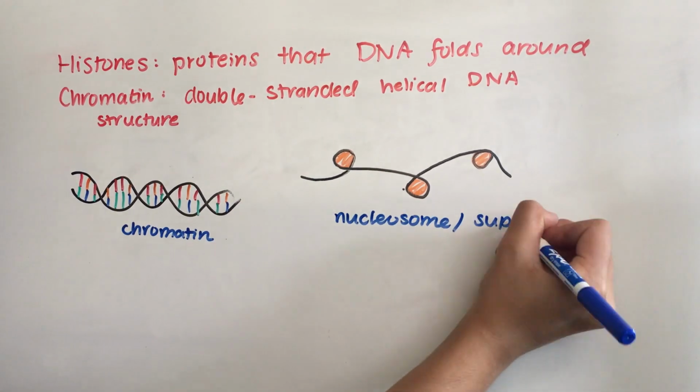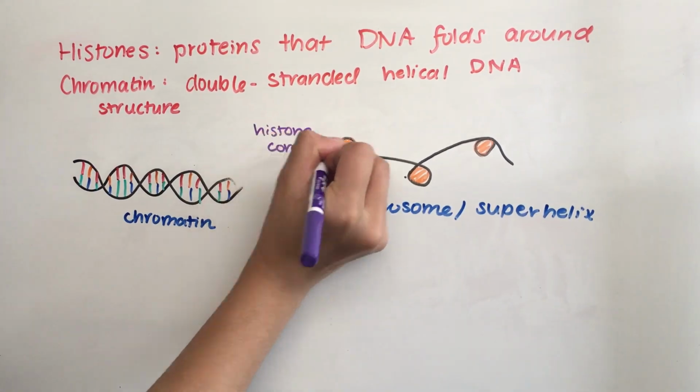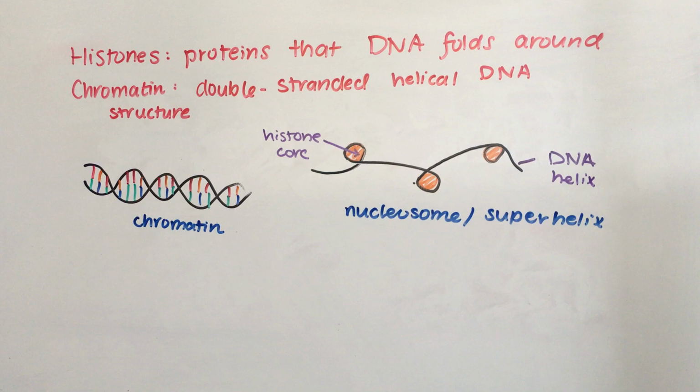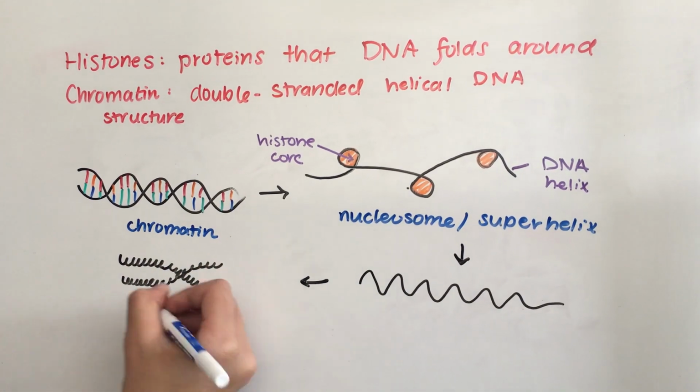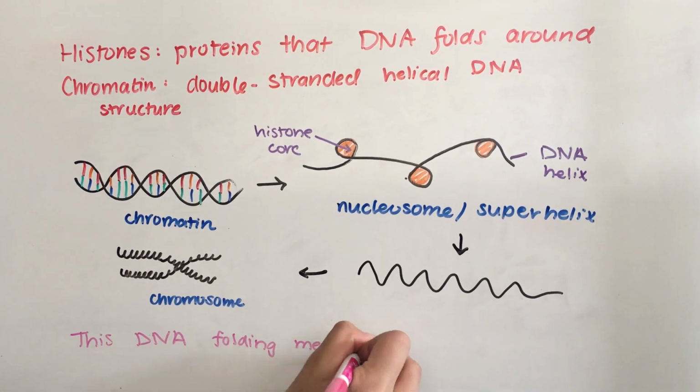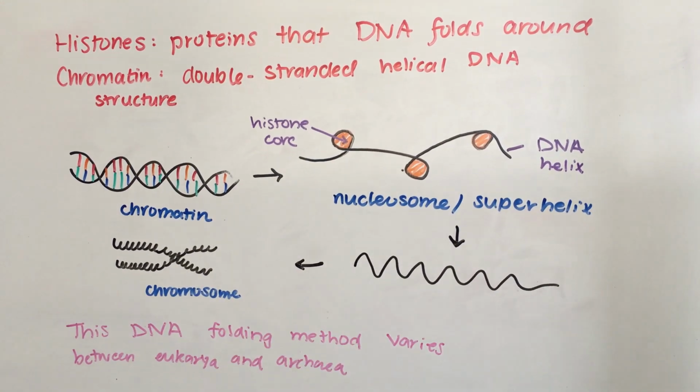This allows nucleosomes to pile up on top of one another to allow DNA to be tightly packed into small spaces and to regulate gene expression by allowing various regions of chromatin to interact with each other. Multiple nucleosomes eventually fold and compress to form a chromatid of a chromosome. This DNA folding method varies between archaea and eukarya.